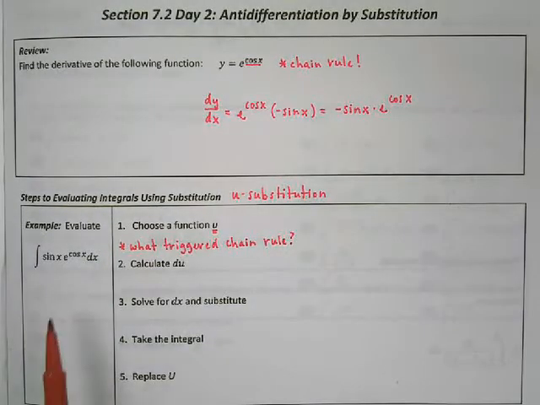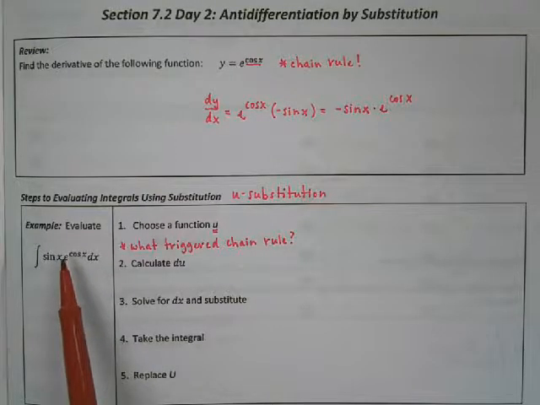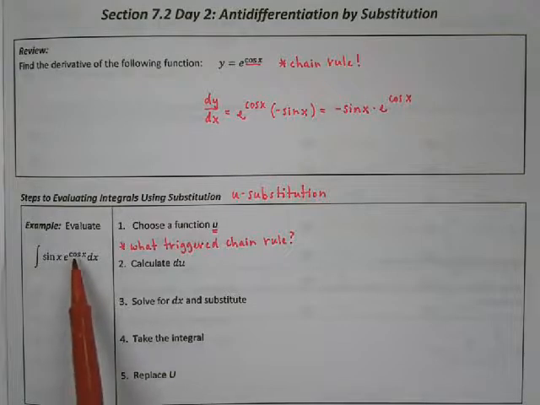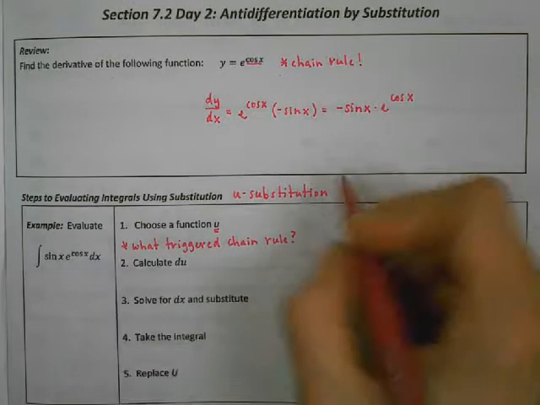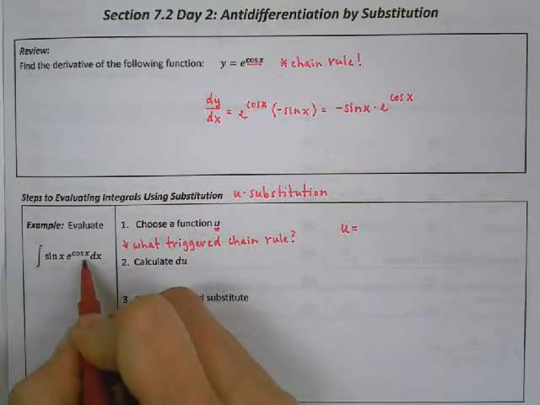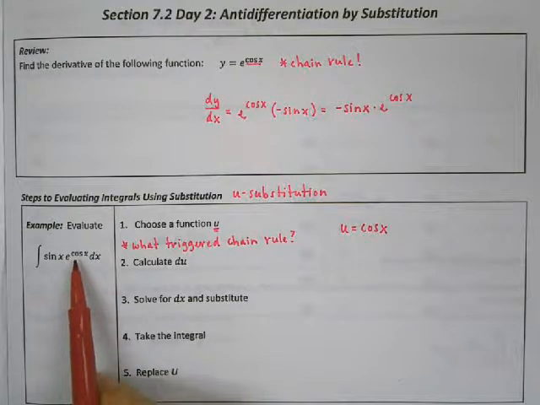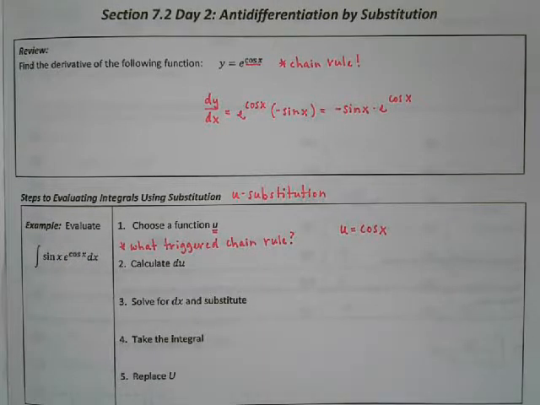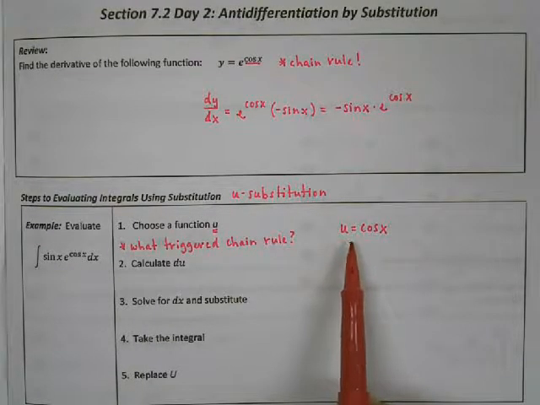And so here's what I mean by that. When I'm looking at this function, I know that if I had e to the x, we'd be fine. There wouldn't be any chain rule there. But as soon as we take e to something other than just x, we're going to need our chain rule there. So I know this cosine x here is what triggered our chain rule. So I'm going to set u, for this example, equal to the cosine of x. Again, that's because e to anything other than x is going to cause chain rule when we're differentiating, and so we need to take that into account when we're doing our anti-differentiation. So that's the first part, is finding that function.